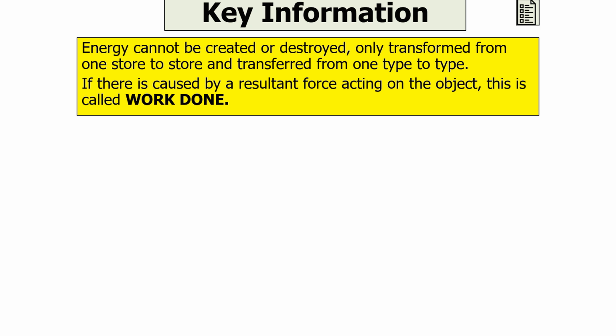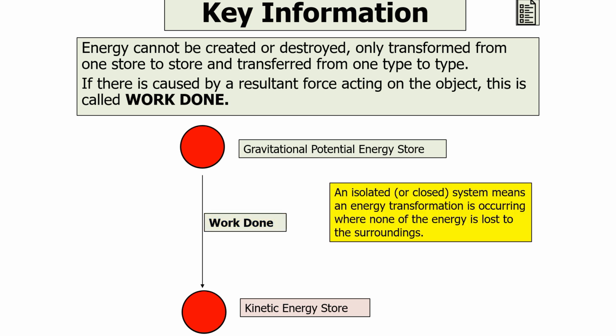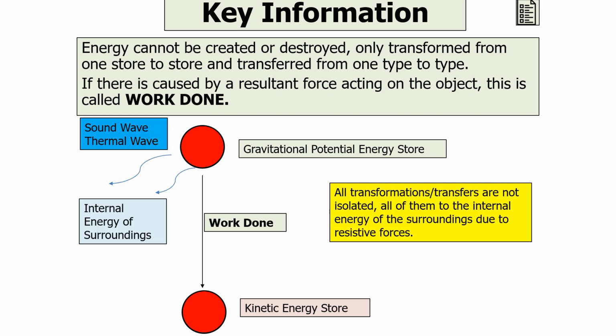Whilst energy cannot be created or destroyed, only transformed from one store to another, or transferred from one type to another type, if it is caused by a resultant force acting on an object, we say work is done. So in this situation here, the gravitational potential energy store has had work done. The object has then had work done to it to turn it into the kinetic energy store. Now an isolated or closed system is occurring in this energy transformation as none of the energy is being lost to the surroundings. Now not all transformations or transfers of energy are isolated, and all of them will have some energy going to the internal energy store of the surroundings due to resistive forces.